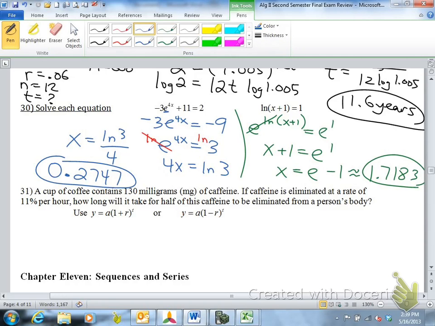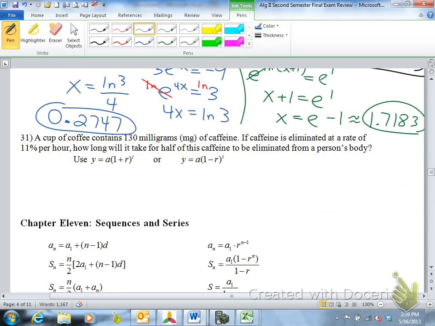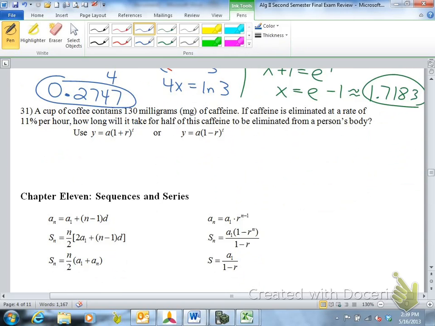On the next question, I would give you these formulas. So a cup of coffee, 130 milligrams of caffeine. Caffeine eliminated at a rate of 11% per hour. How long will it take for half of the caffeine to be eliminated from the person's body? It's talking about eliminating, so you're going to use the 1 with a minus instead of a plus. So you need Y-A-R-T, yart.